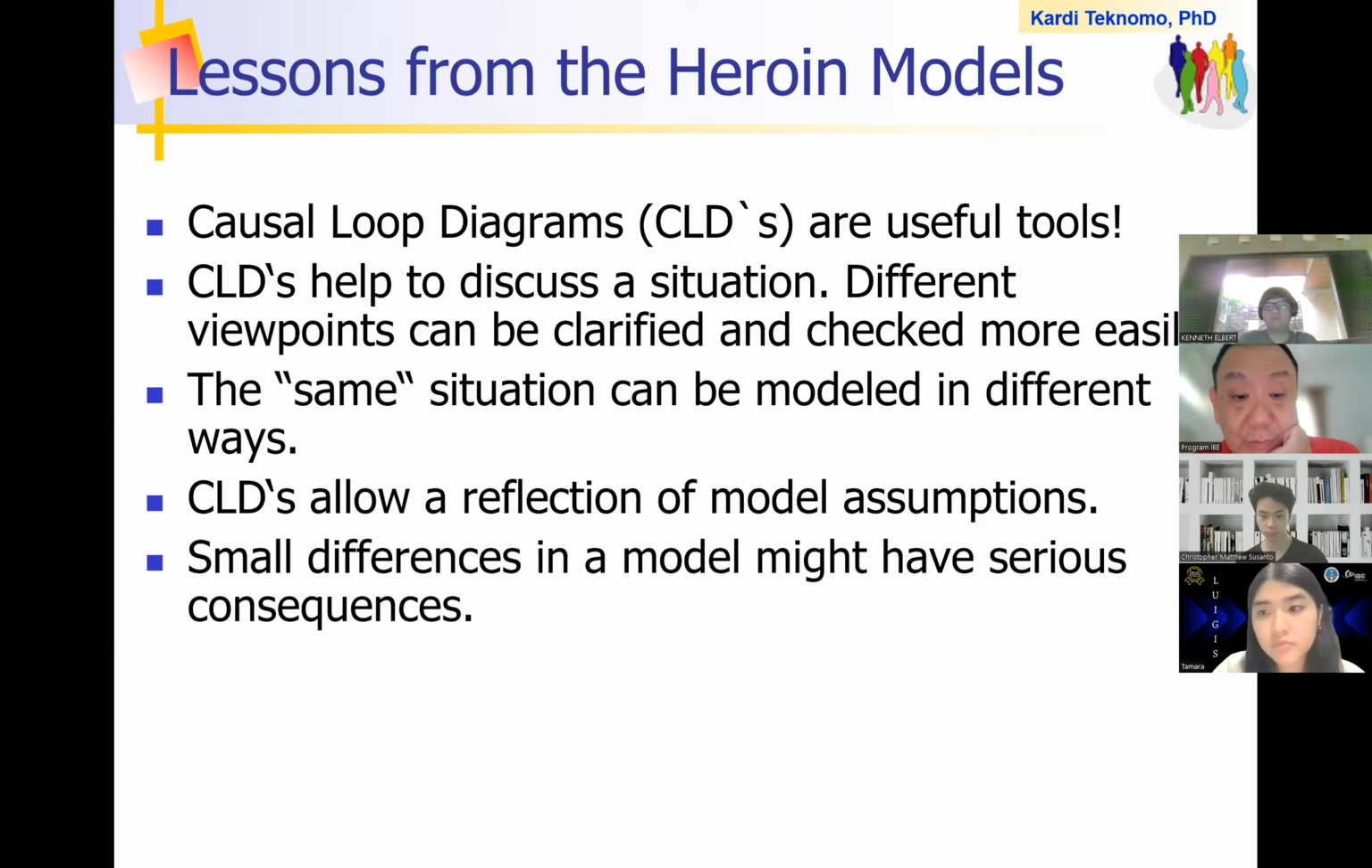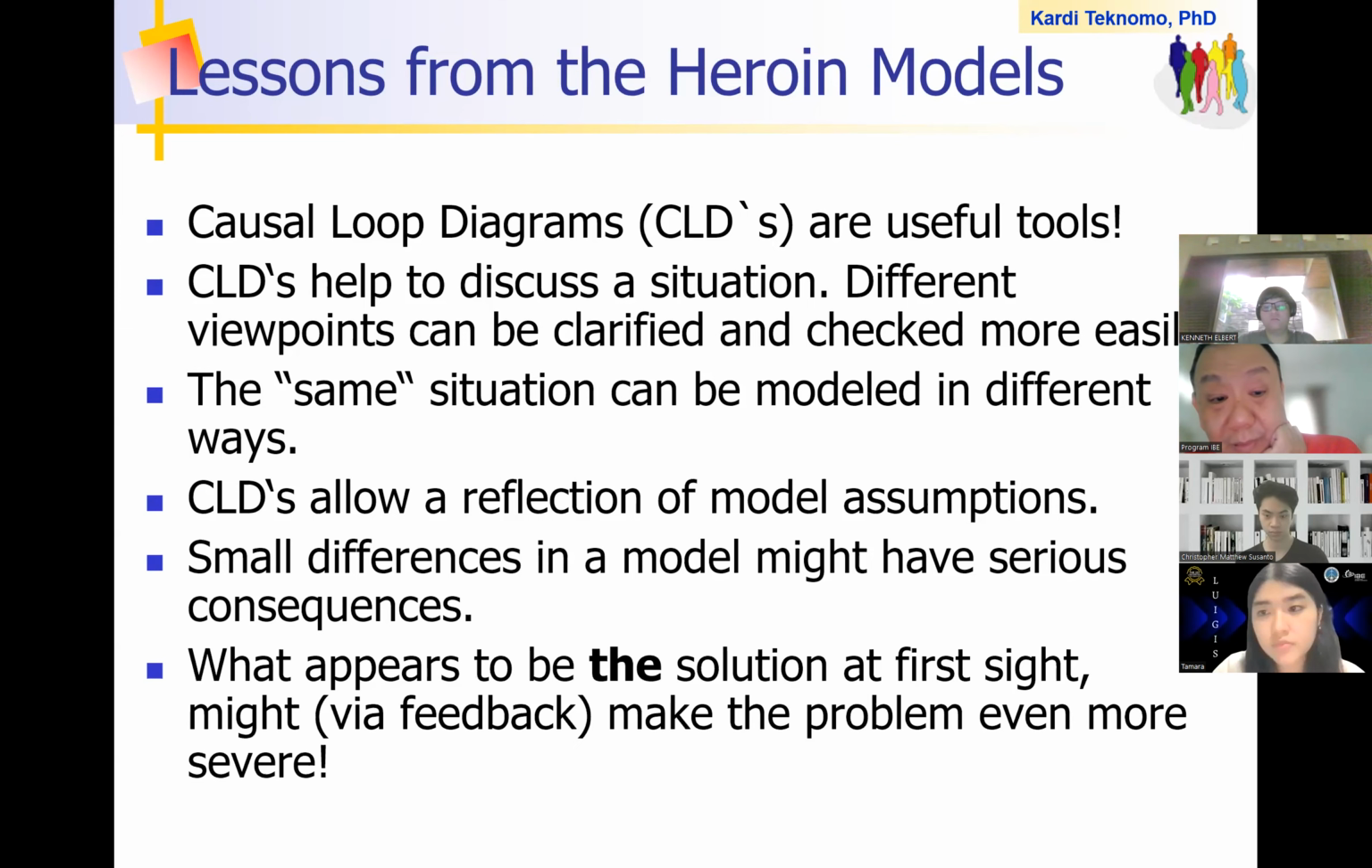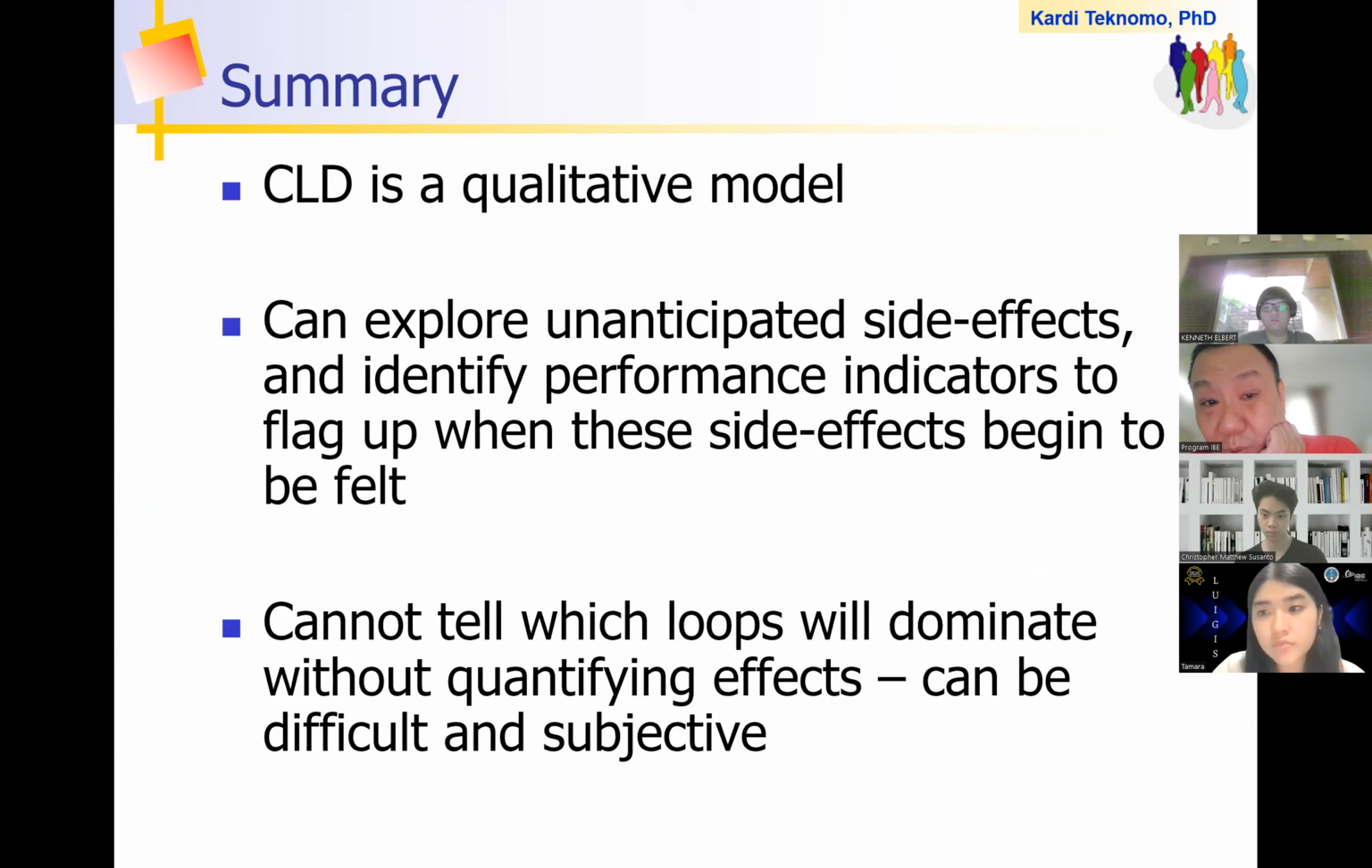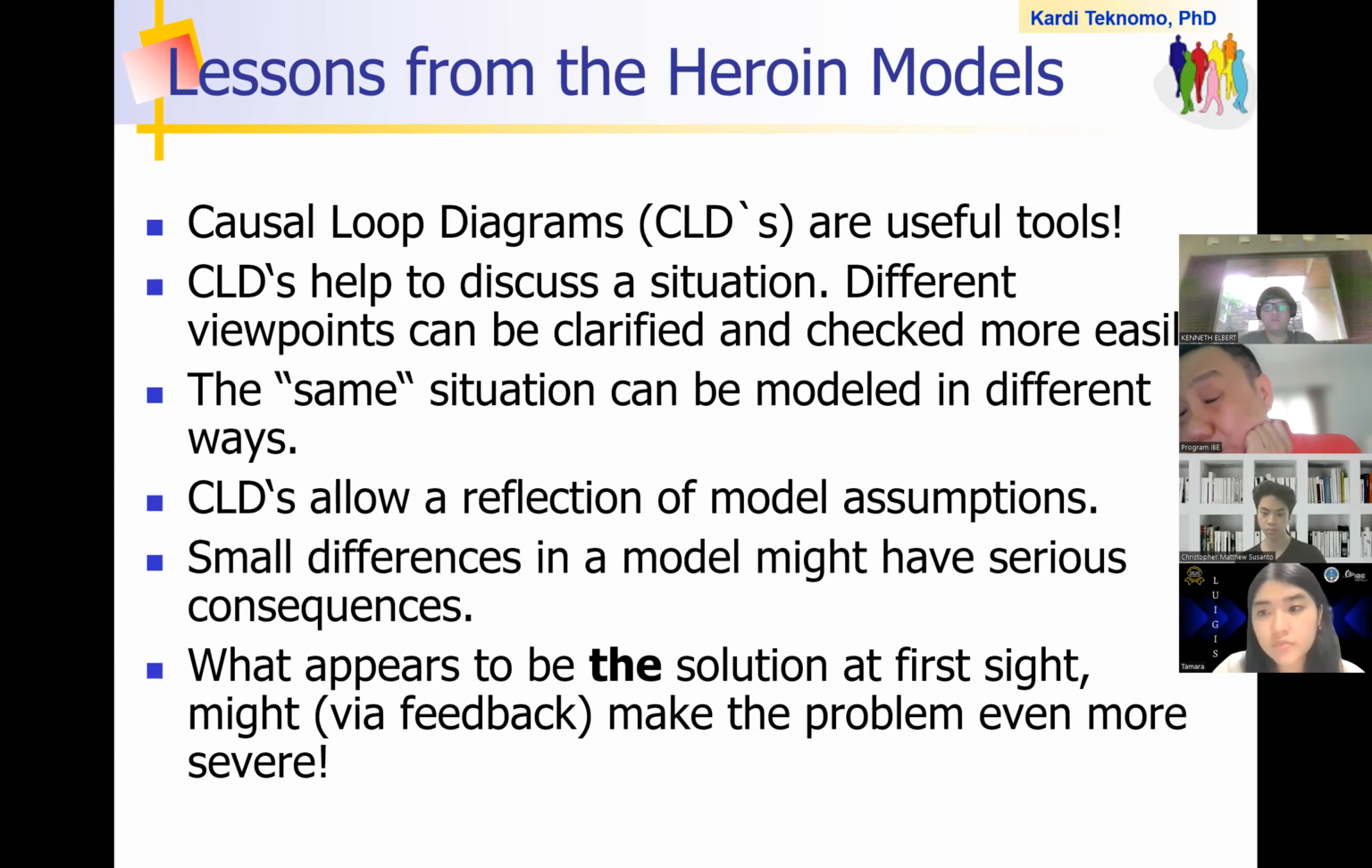Okay, and you see the small difference, just one component, may have serious consequences in the wrong model. Instead of negative, it's actually a positive feedback loop, right? So what appeared to be the solution at the first part, which is the police activity, actually makes the problem even worse. So what you need to control is not the police activity, but actually the price of the heroin, so that their revenue will be lesser.